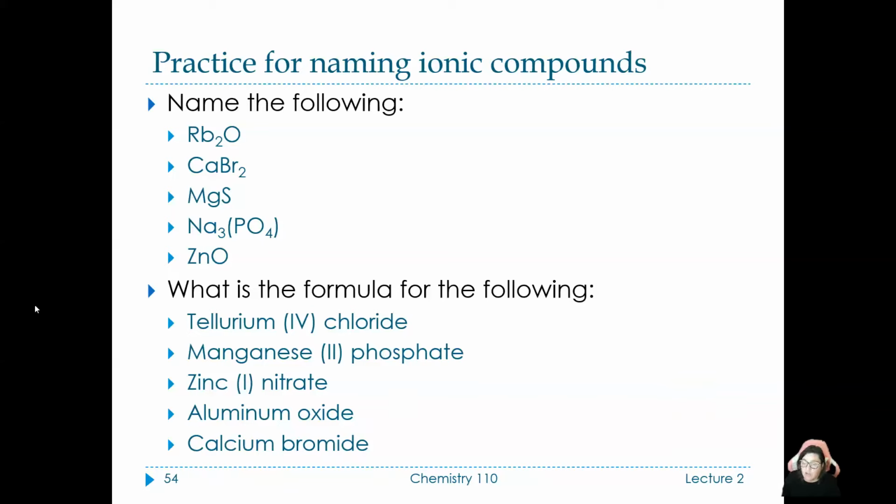Okay. And calcium bromide. Calcium is a 2A group, so it's going to lose 2 electrons to become Ca2+. Bromine is a halogen, so it's going to gain 1 electron to become bromide, Br-. And so we have CaBr2. Okay? Questions, comments, problems about that?